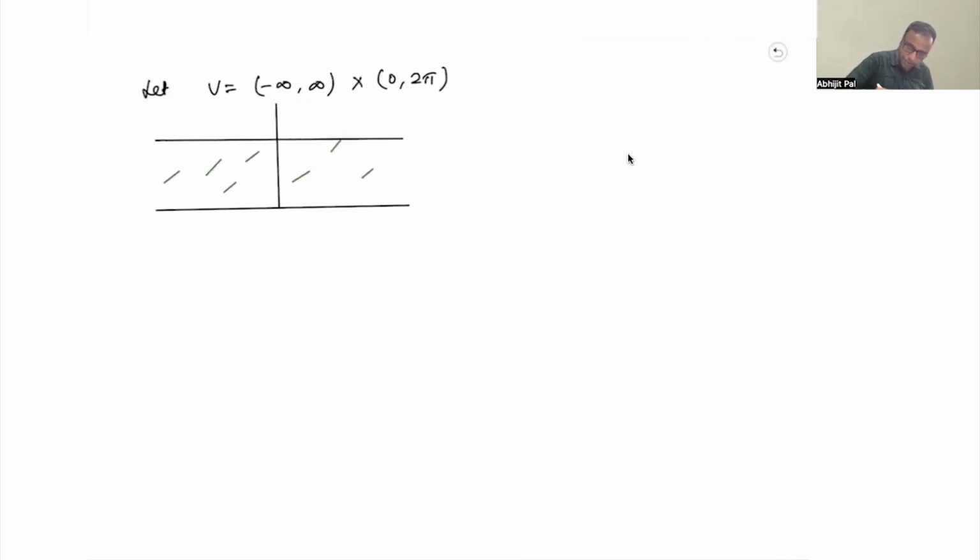Yeah, so this is the strip. This point is (0, 0), and this is (0, 2π). Now if I take any vertical line, note that these endpoints are not there in this domain. Now if I map this under F, what will be the image of this B?